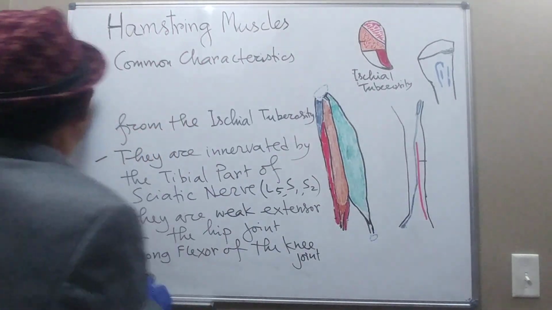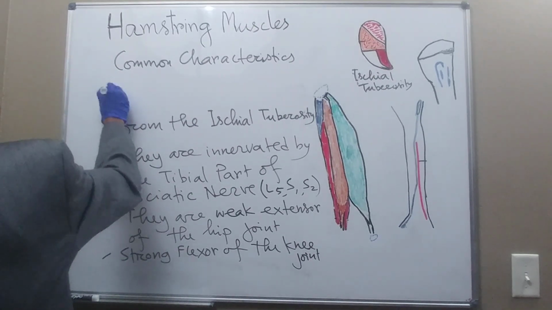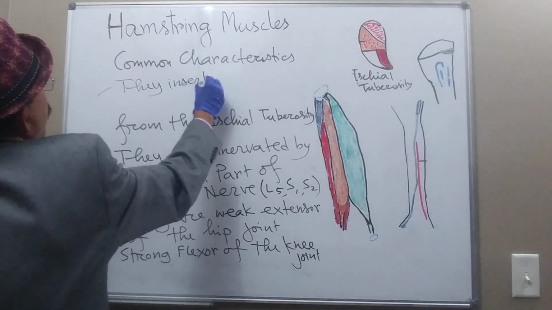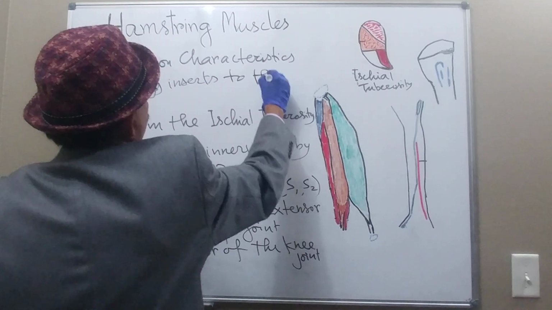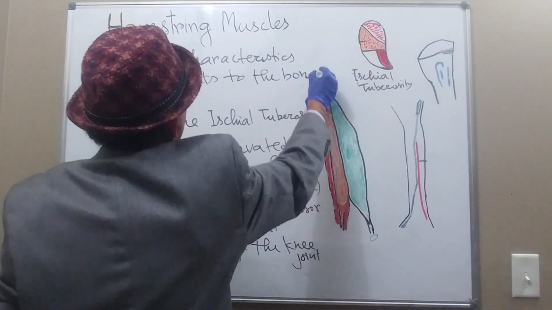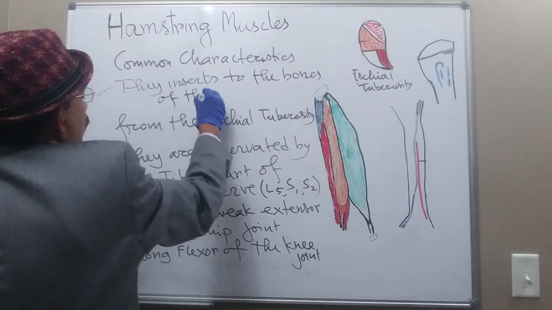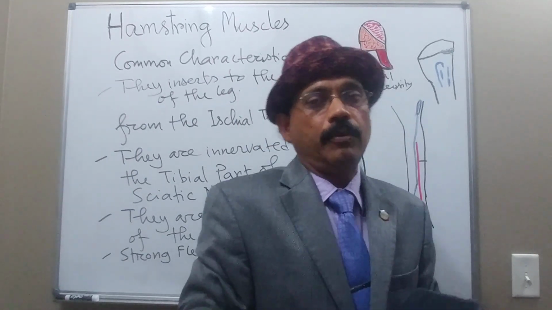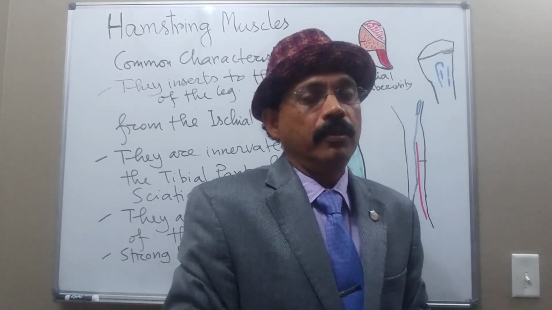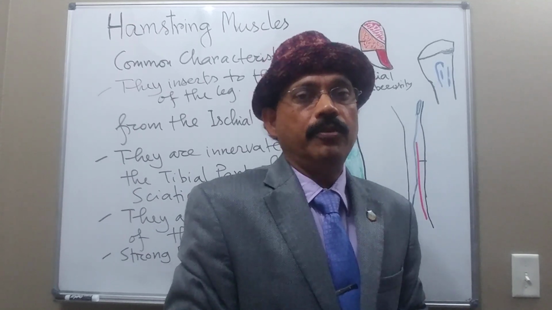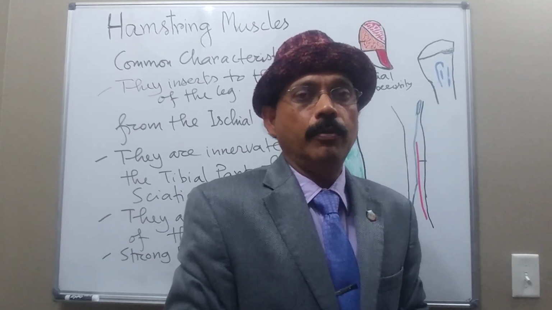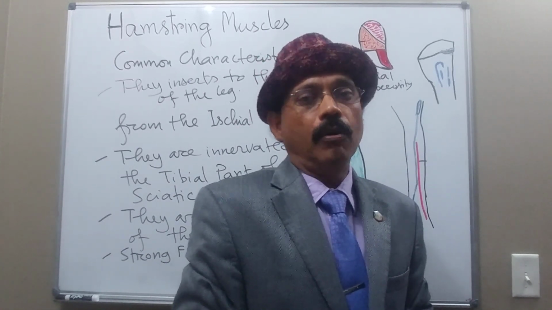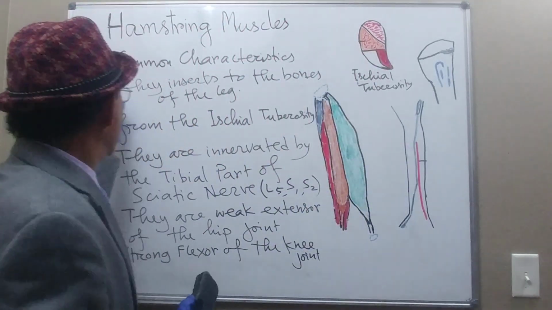Then another characteristic: they insert to the bones of the leg, with the exception, again, of the adductor magnus, which inserts to the femur, and the hamstring part inserts to the adductor tubercle of the femur. Adductor magnus does not insert to the tibia or fibula, but the other muscles do.